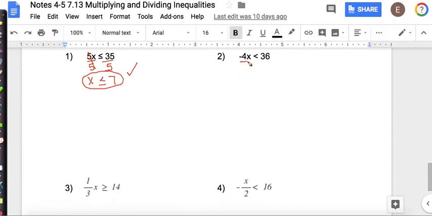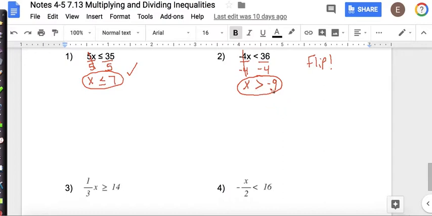Okay, the opposite of multiplication is division, so I'm going to divide by negative 4. The negative 4s are going to cancel. 1 in disguise. Ding, ding, ding. We have to flip the symbol because I divided both sides by negative 4. 36 divided by negative 4 is negative 9. And guys, go ahead and add the negative here. I added that late, but we are dividing both sides by negative 4. And x is greater than negative 9. So we flip the symbol here.